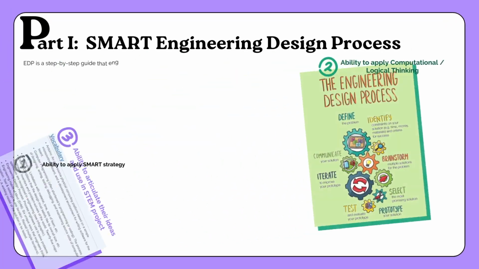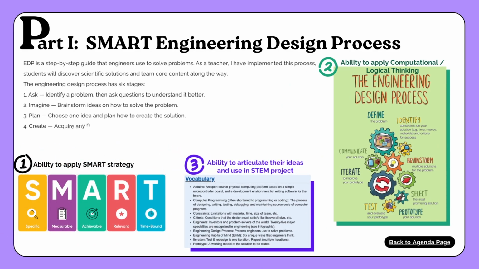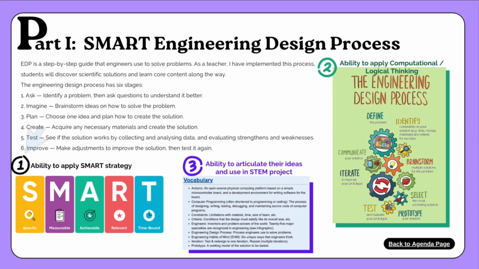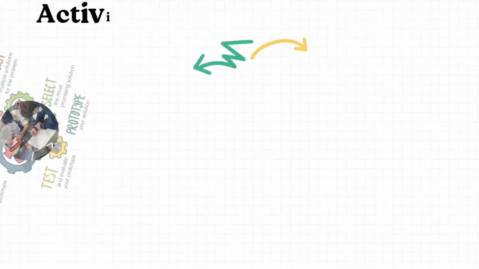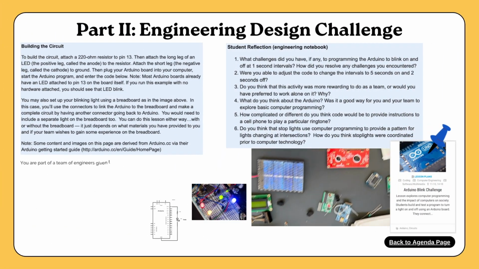The majority of students were able to achieve all the 6 stages in the Part 1 SMART engineering design process. Students are also able to apply the SMART strategy with logical computational thinking and articulate their ideas with the engineering vocabulary. Here are examples and activities of how our students, or I should call them our future engineers, work on each stage. Part 2 is the homework.